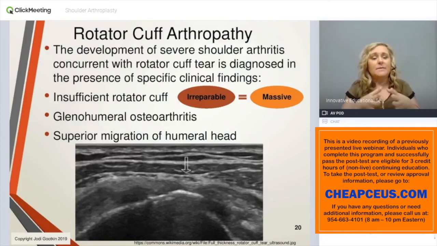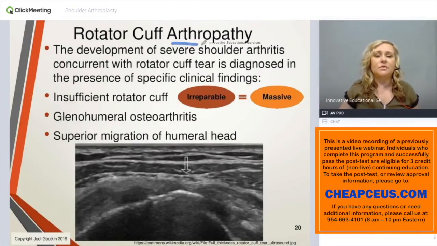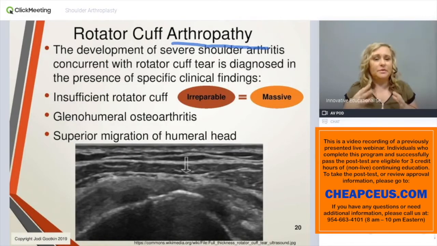What happens over time with an individual who has a rotator cuff tear is they end up developing rotator cuff arthropathy. And this is specific because of the dysfunction of the rotator cuff and its inability to stabilize that humeral head. We're looking at a scan on the bottom here.